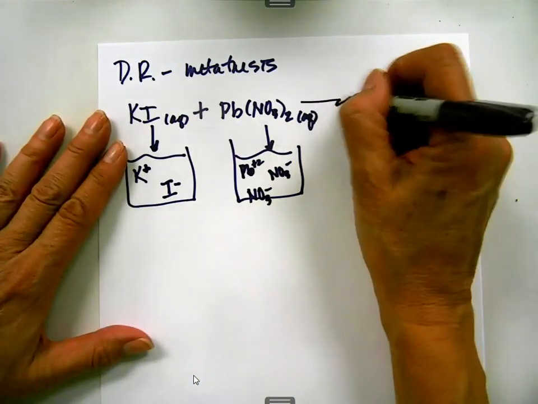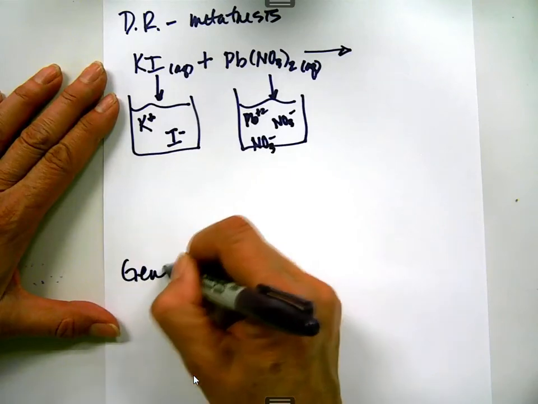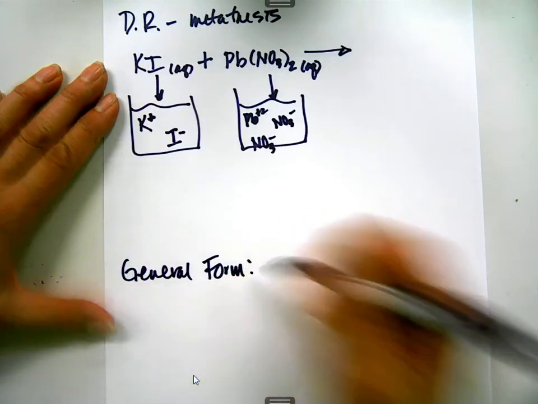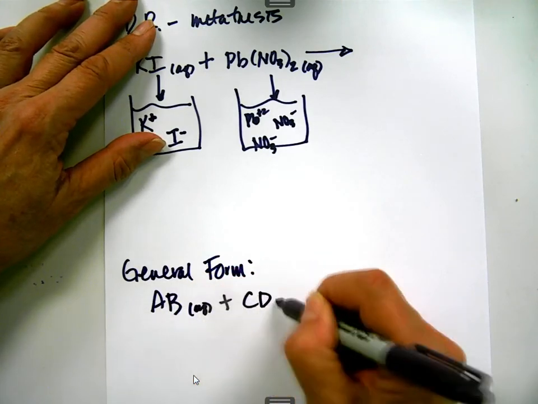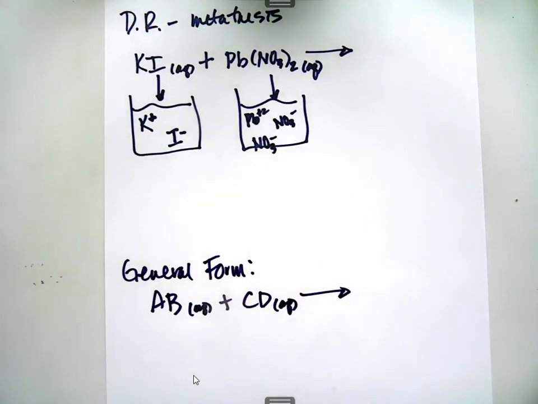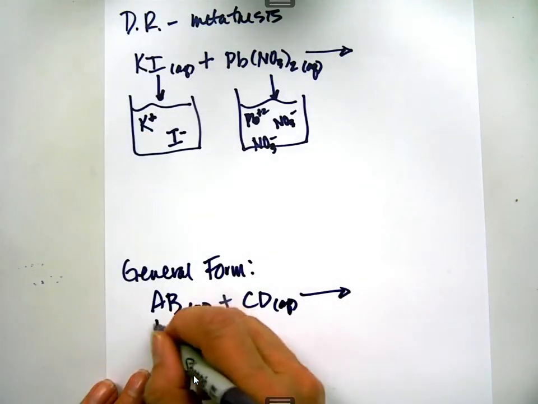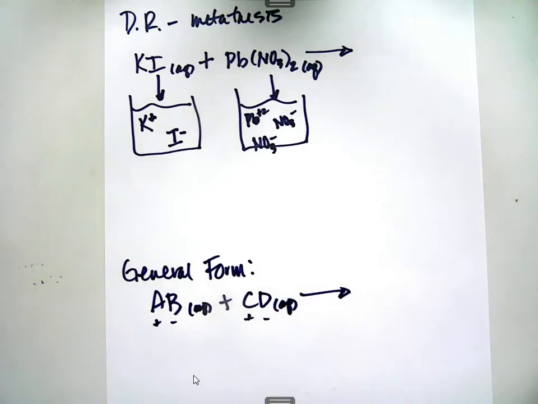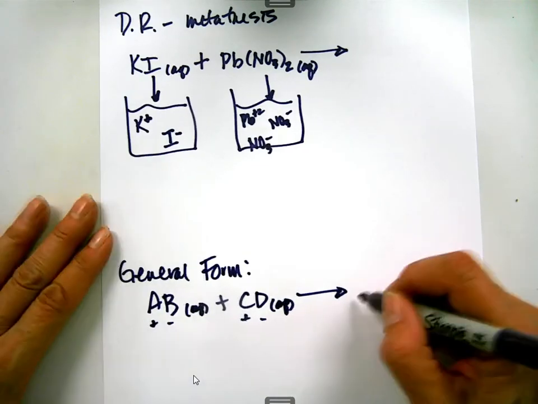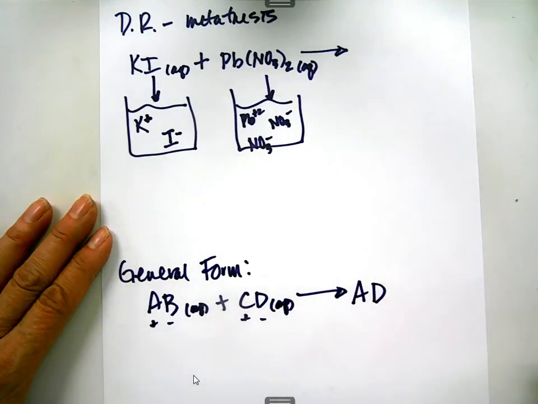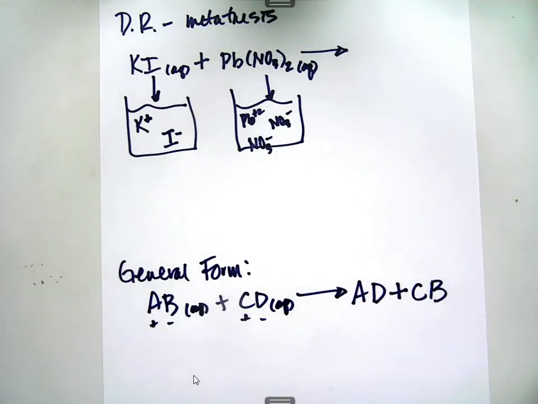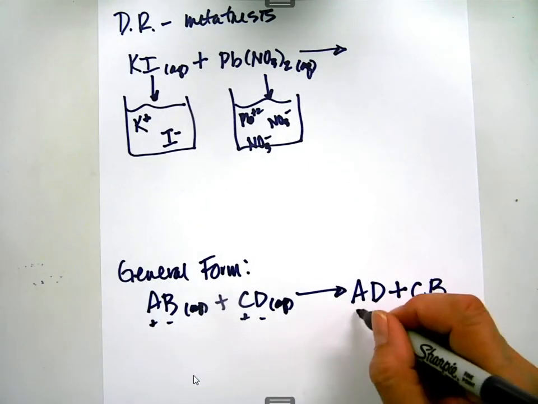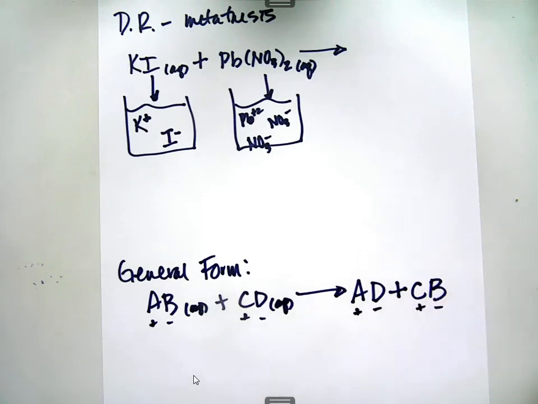Alright, now the general form of double replacement reactions, we have AB aqueous solution plus CD aqueous solution. Basically, you just switch the partners, right? Since this is always the positive, negative, you've got to switch the partners, positive, negative. So then you get AD being formed and or CB being formed. And I put them this way because you always put the positive thing first and the negative ion second. So that's the general form of double replacement.